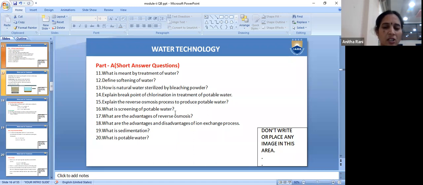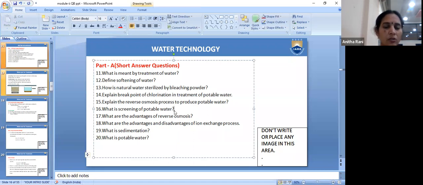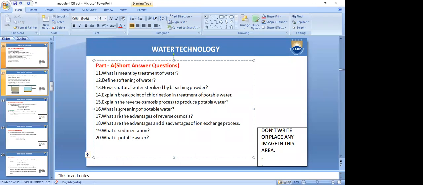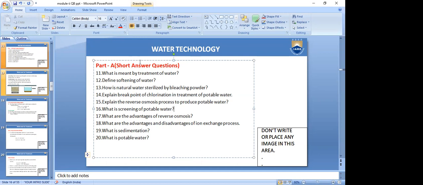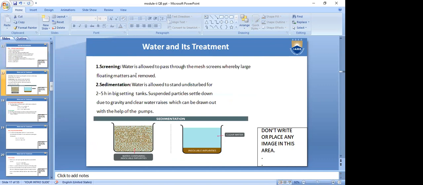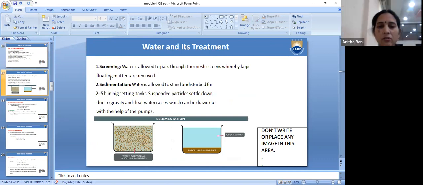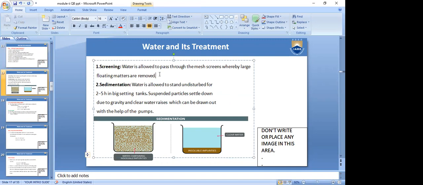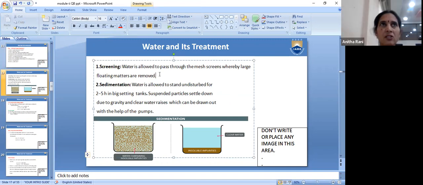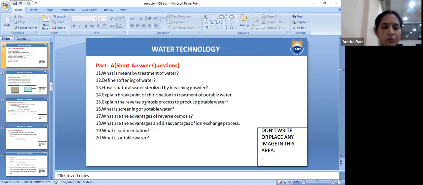Are the students listening to me? Yes, ma'am. Now, what is screening? Removing floating matter present in water. What is floating matter? For example, leaves, paper or plastic. So you can remove them by screening. That is what screening means.